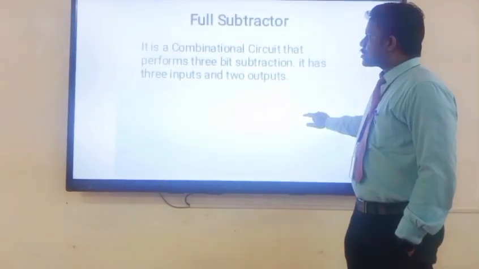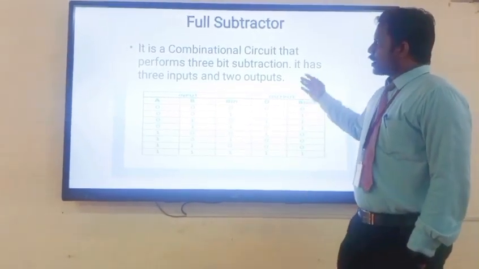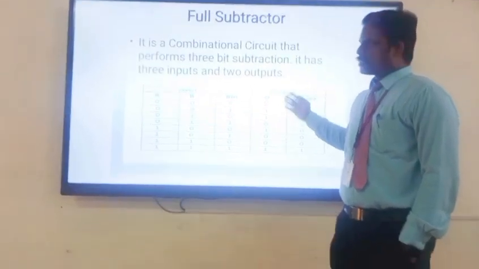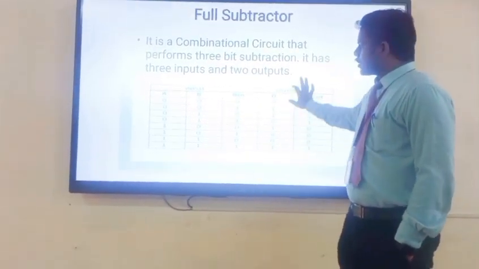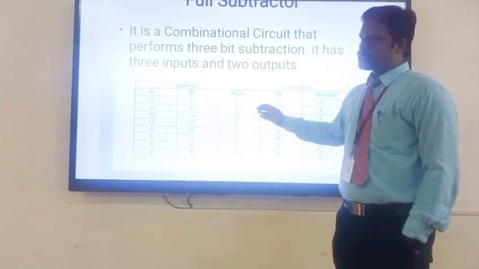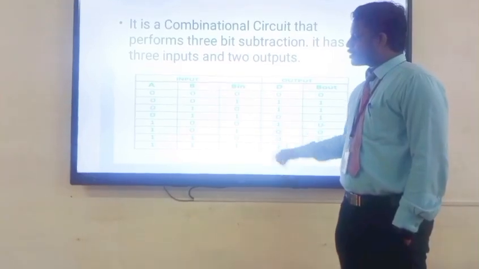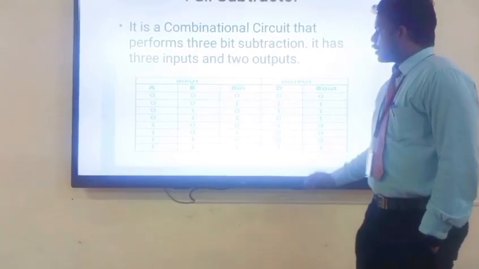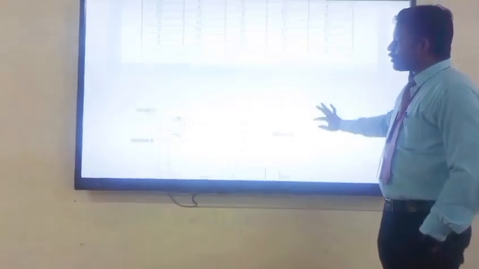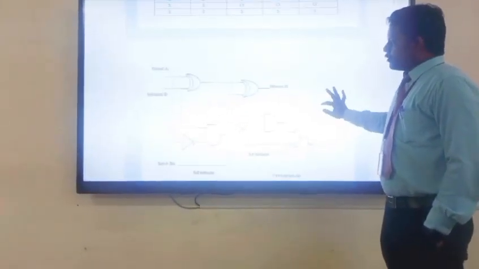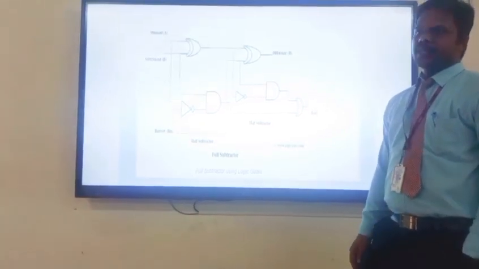The last one is the full subtractor. It is the combinational circuit that is used to subtract three inputs. It also consists of three inputs and two outputs. Three inputs means 8 possible combinations, starting from 0 to 7. It performs the subtraction of three inputs. So this is the circuit diagram of the full adder circuit.